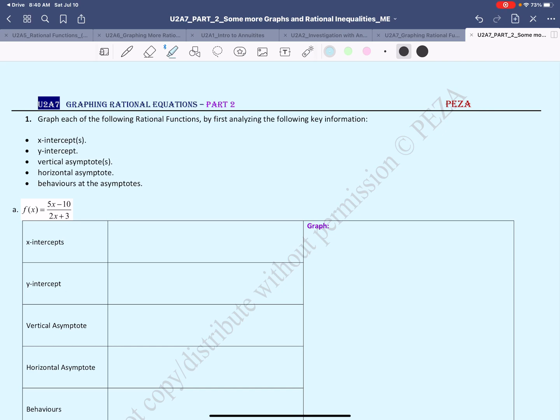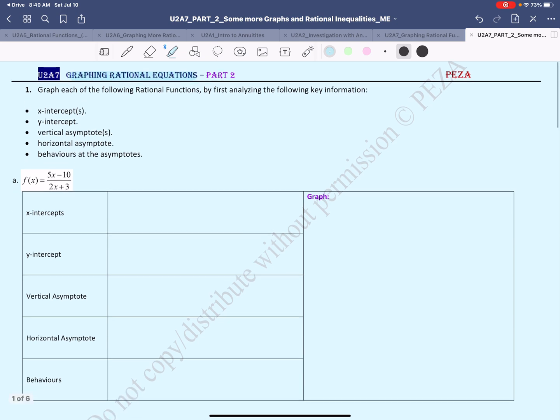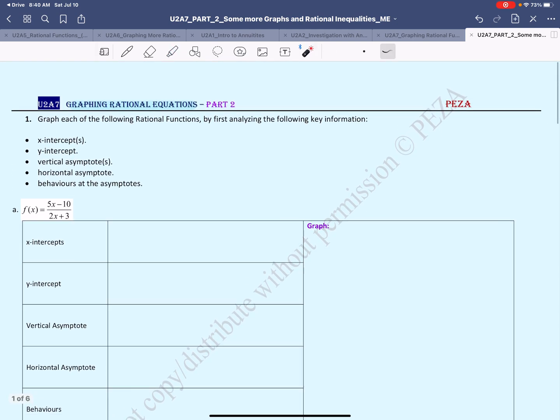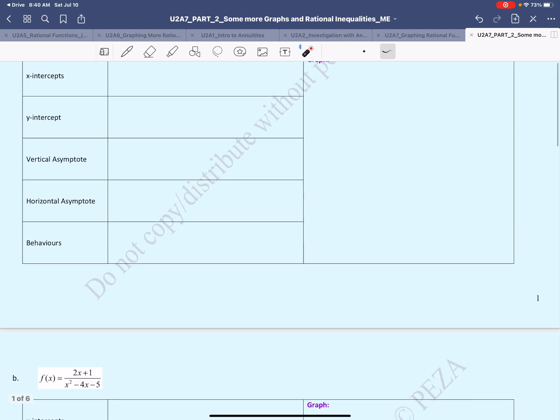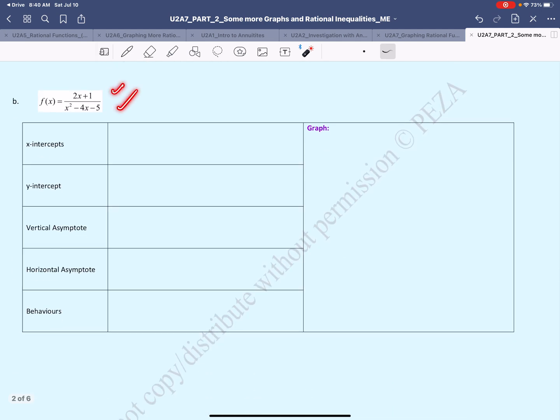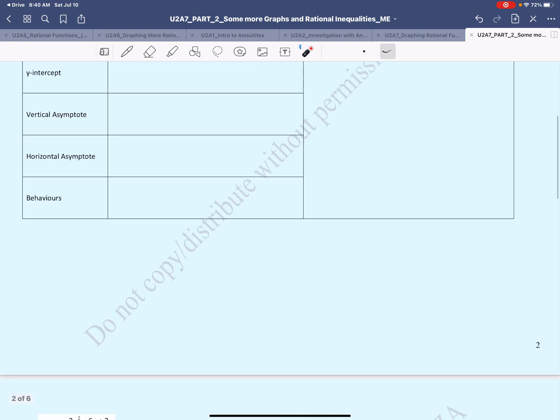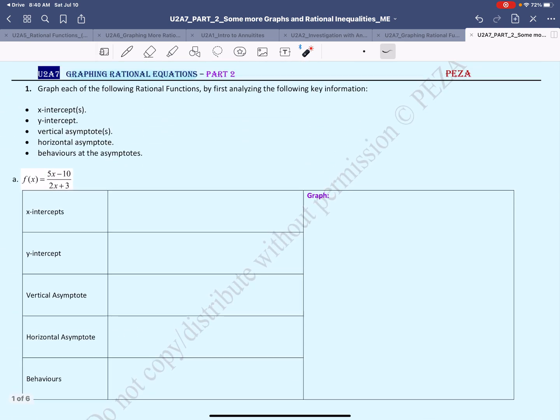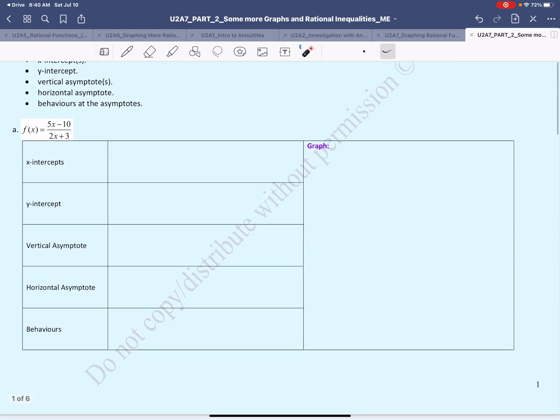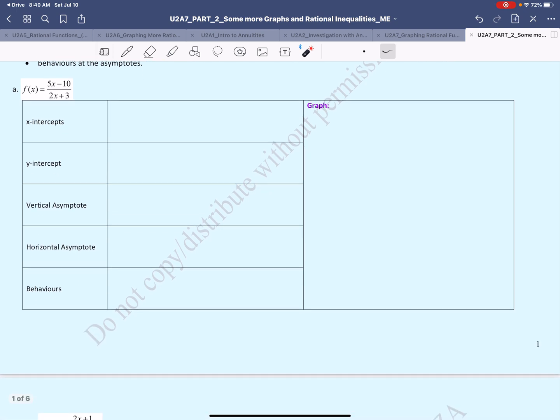Hello and welcome. In this lesson, we'll go over some more graphs of rational functions. I put together a variety of rational functions for you to practice. The first example is linear over linear, and then a linear over a quadratic, and next a quadratic over a cubic function. So the first two examples are examples that we have discussed in class, but I'm going to go over them briefly.